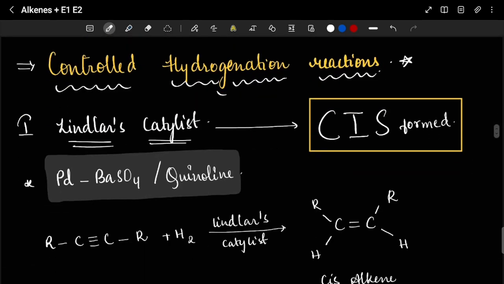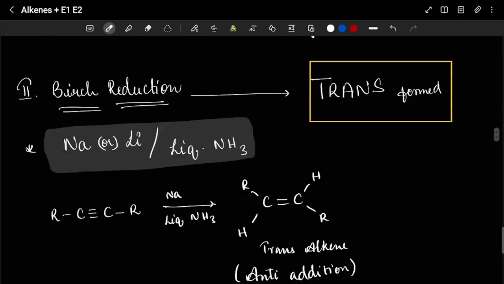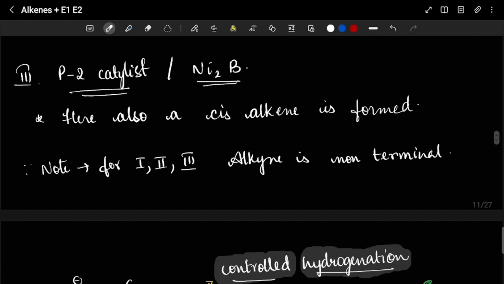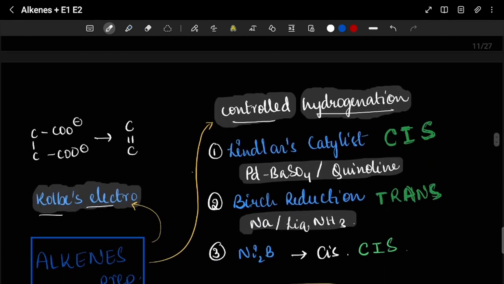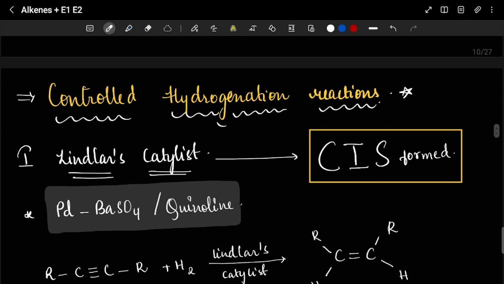And then we have reached the last section of preparation of alkenes, that is controlled hydrogenation reactions, which are very, very important reactions. Many questions are asked on this section. We have three reactions here using Lindlar's catalyst. We have Birch reduction, and then we have P2 catalyst, which is less important. Now, controlled hydrogenation. We have seen hydrogenation reactions in previous alkene topics.